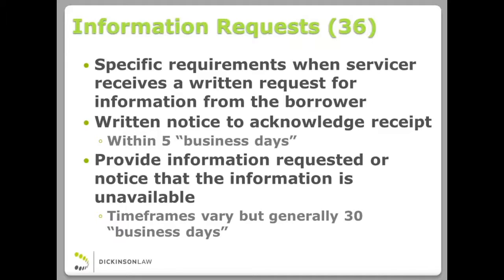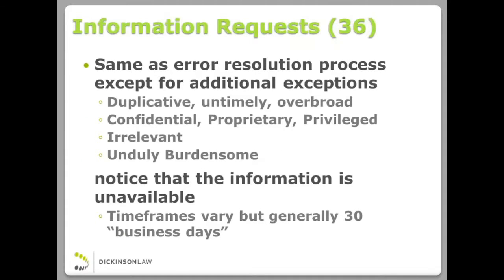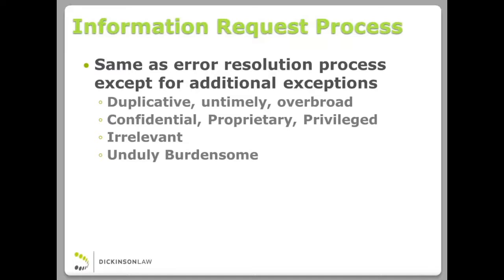Information requests are in 1024.36. This provides, very similar to the error resolution procedures, what you need to follow when you get a written request for information from the borrower relating to servicing of the loan. You have to acknowledge receipt. You have to provide that information out generally within 30 days. The process here for information requests is very similar to error resolution. You can extend it out to 45 days if you want, the same 5-day, 30-day, or possible 45-day timing.